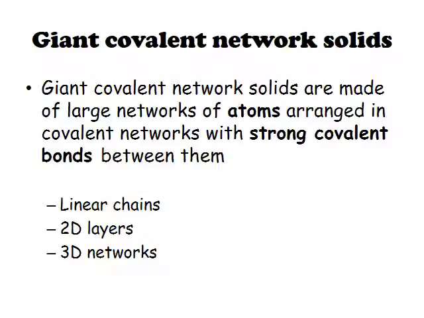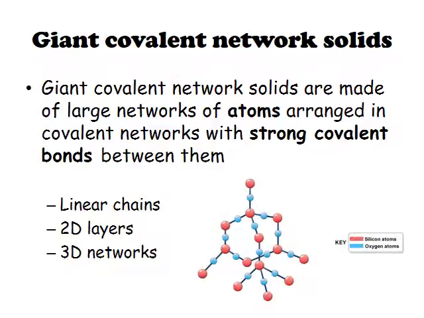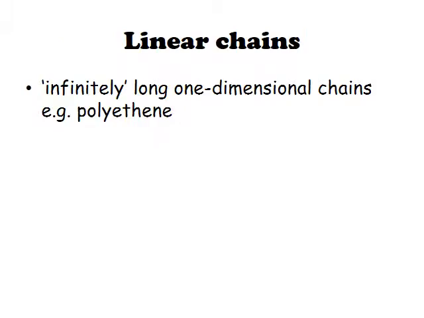And they can come in three different forms. You can have linear chains, 2D layers, and three-dimensional networks. Very similar to the ionic bonding, which also had three-dimensional networks and correspondingly high melting and boiling points. And here's an example of silicon dioxide, or silica. You have the silicon atoms in red, and they are bonded to oxygen atoms. Very strong intermolecular bonding, very strong intramolecular bonding, all covalent bonding.